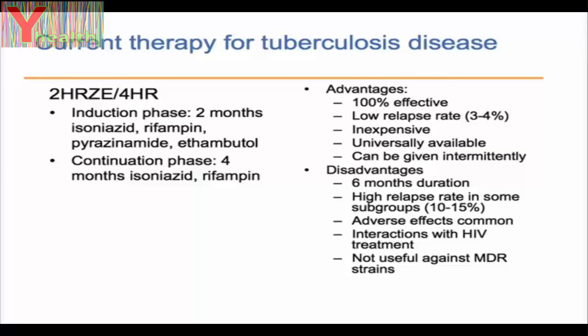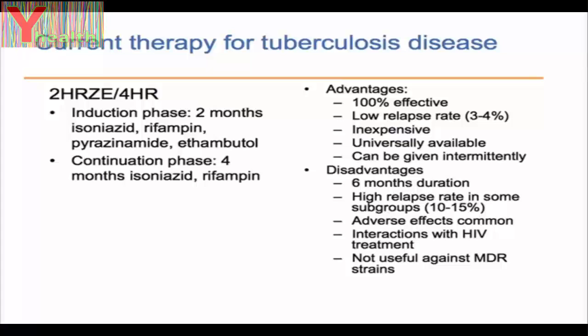In patients with drug-susceptible tuberculosis, it's essentially 100% effective. That is to say, nearly all patients with drug-susceptible tuberculosis who are placed on this regimen can be cured and will be cured. Their sputum cultures will revert to negative, and they'll have a good clinical response. Overall, the relapse rate, if patients complete this regimen and take all their doses, is low, 3 to 4 to 5%. The regimen is inexpensive and affordable in most of the world, and therefore it's essentially universally available.